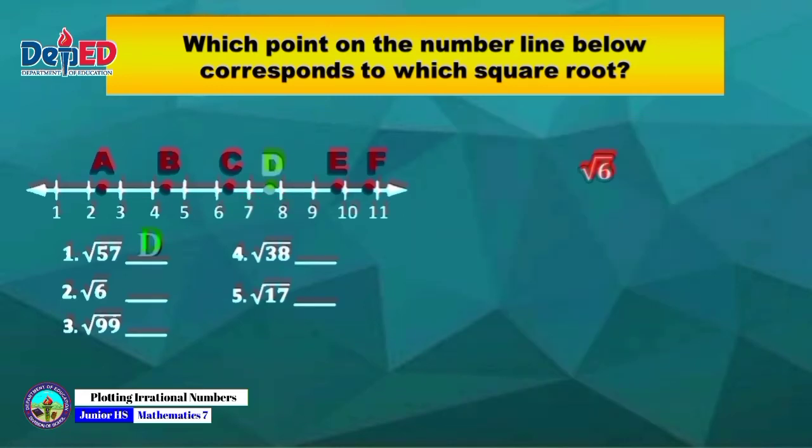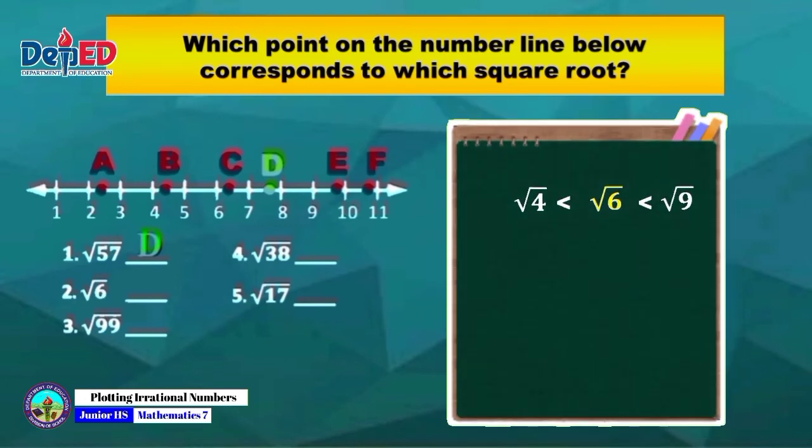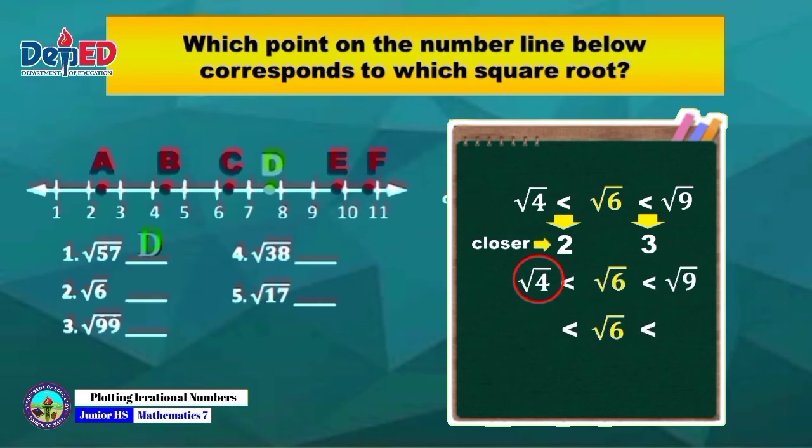Number 2. Square root of 6. Timer! Time is up! The square root of 6 lies between square root of 4 and square root of 9. 6 minus 4 is equal to 2. And 9 minus 6 is equal to 3. Therefore, square root of 6 is closer to square root of 4. Square root of 4 is equal to 2, and square root of 9 is equal to 3. Since the square root of 6 is closer to 2, the point must be closer to 2. Locate 2 and 3 on the number line. So, the answer is letter A.